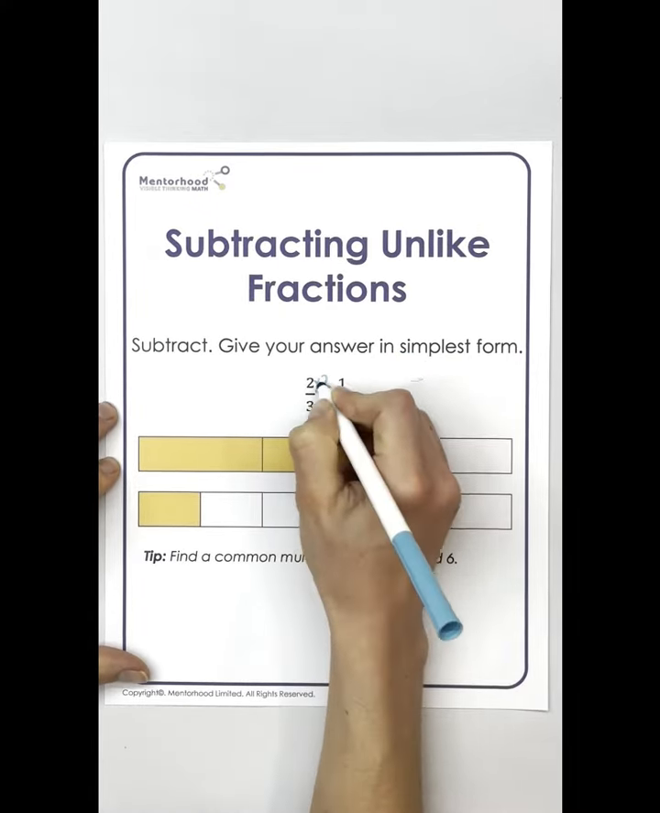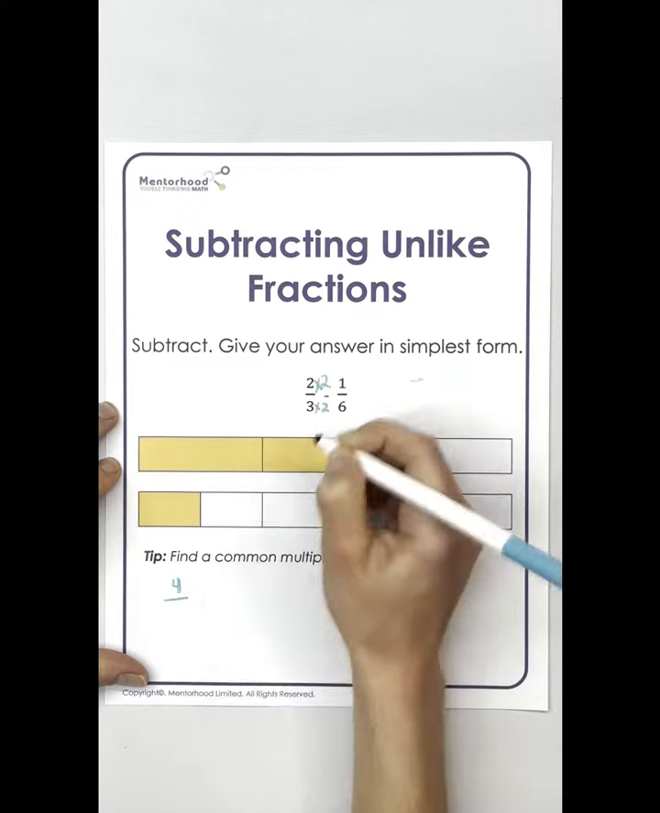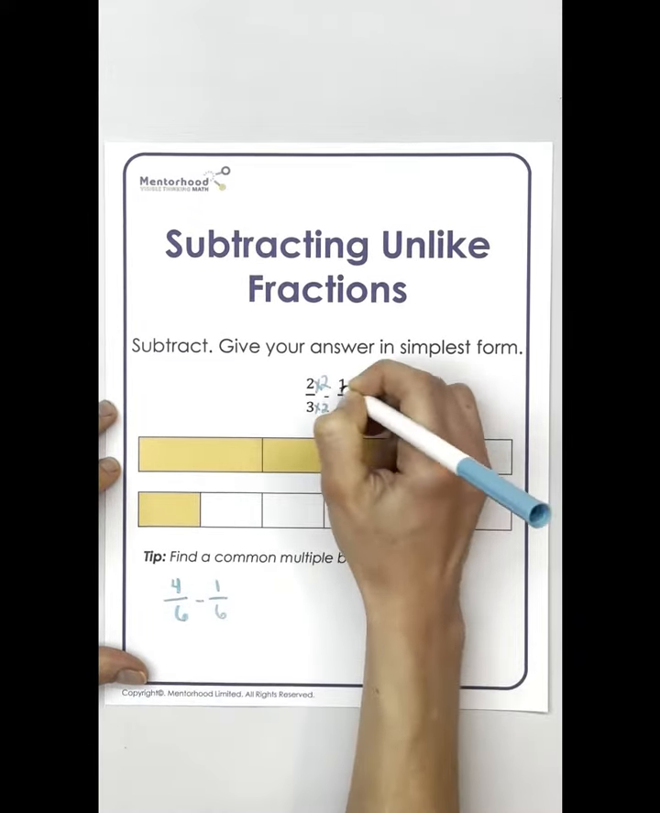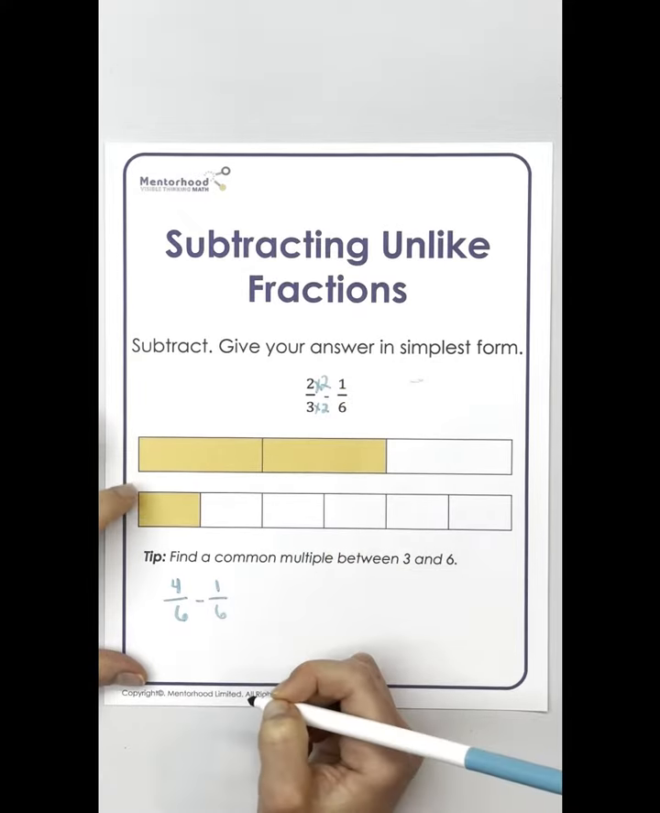So let's rewrite our question. 2 times 2 is 4. 3 times 2 is 6 minus 1/6. So this one changed and this one didn't. 4/6 minus 1/6. Now, what does that look like?